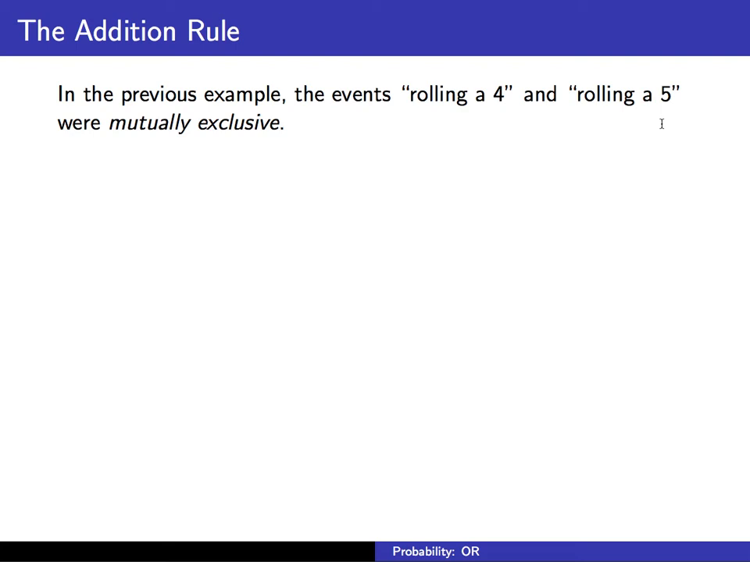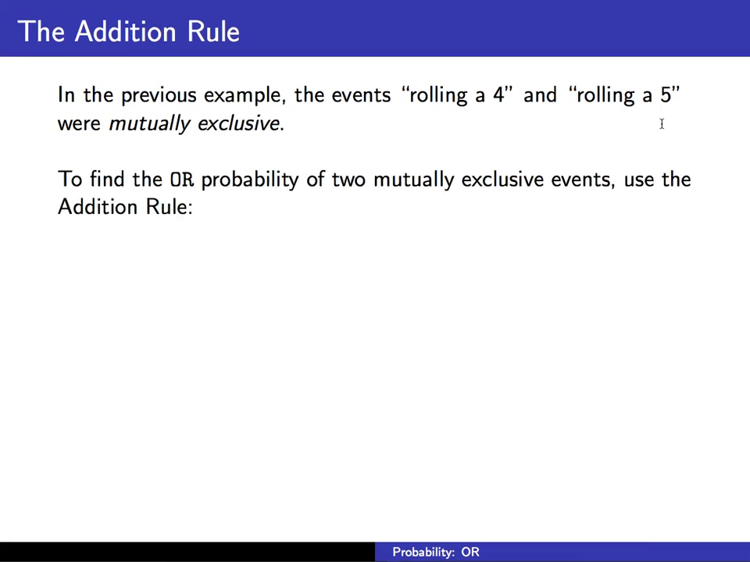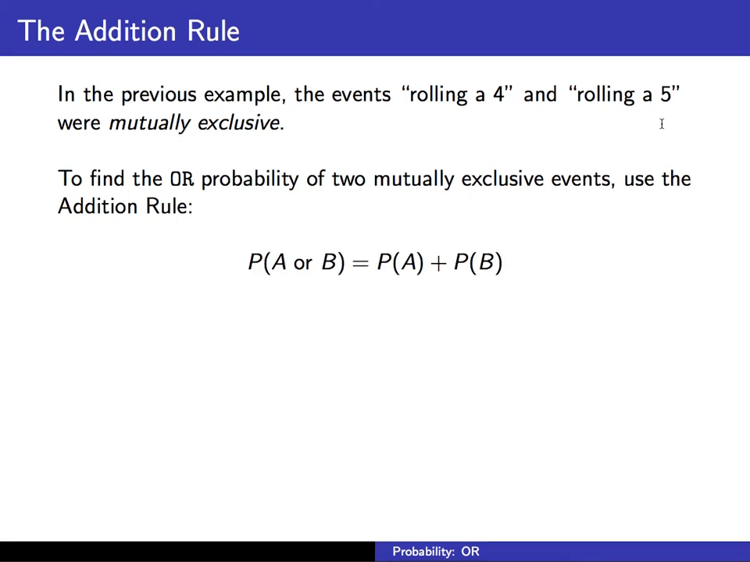So in that example, the events rolling a 4 and rolling a 5 are mutually exclusive. In other words, they cannot happen at the same time. So to find the or probability for two mutually exclusive events, we can use the addition rule, where if our two events are labeled A and B, then the probability of event A or event B occurring is the probability of event A occurring plus the probability of event B occurring.